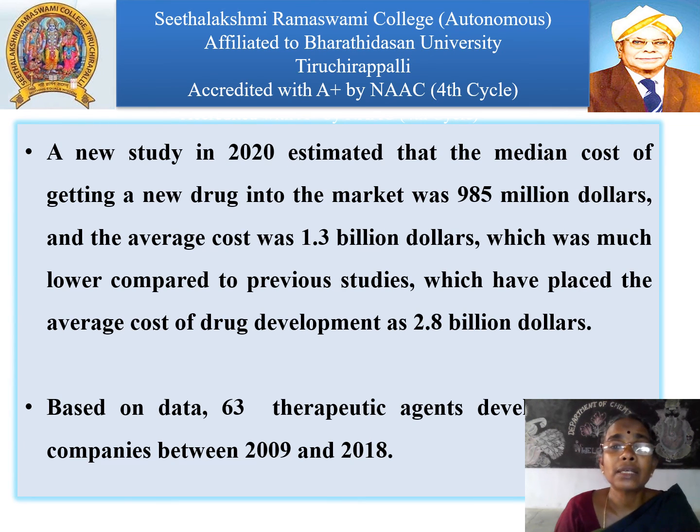A new study in 2020 estimated that the median cost of getting a new drug into the market was $985 million and the average cost was $1.3 billion, which was much lower compared to previous studies, which have placed the average cost of drug development at $2.8 billion. Based on data, 63 therapeutic agents were developed by 47 companies between 2009 and 2018.